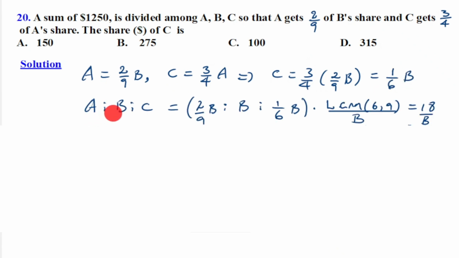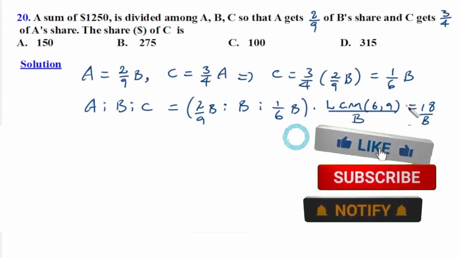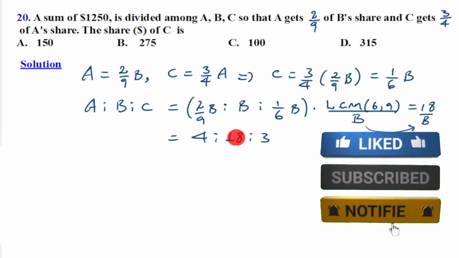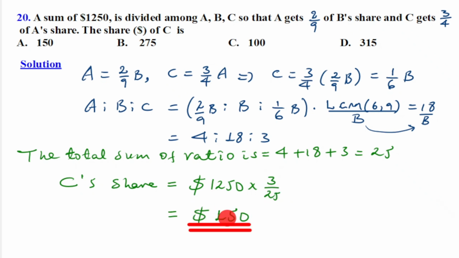The ratio A to B to C is 2/9 B, B, 1/6 B. Then multiply this by the least common multiple of 6, 9 over B. You will get 4 ratio 18 ratio 3. Then the total sum of the ratio is 4 plus 18 plus 3, which is equal to 25. To get the share of C, multiply $1,250 by 3/25. You will get $150. So the answer is A.